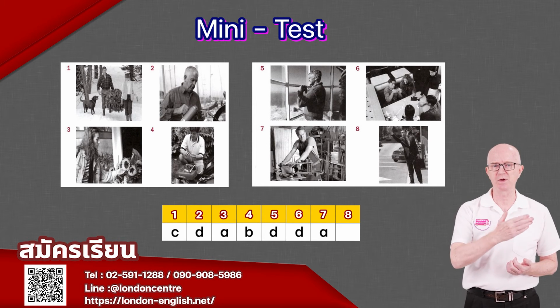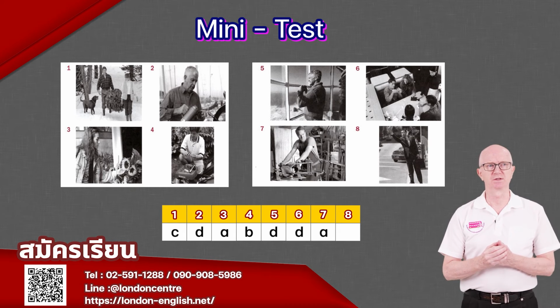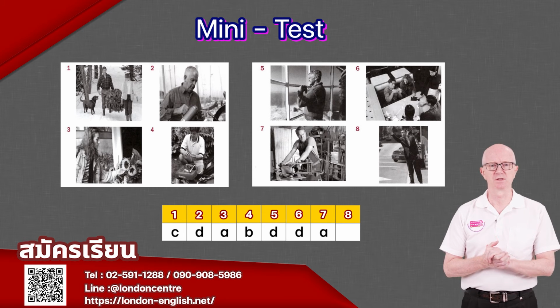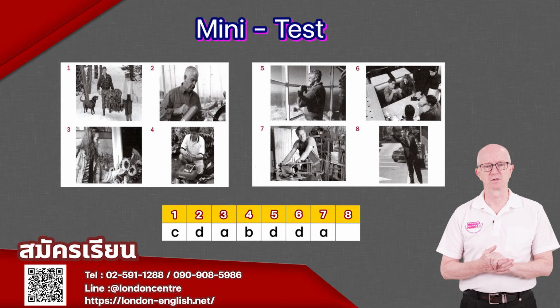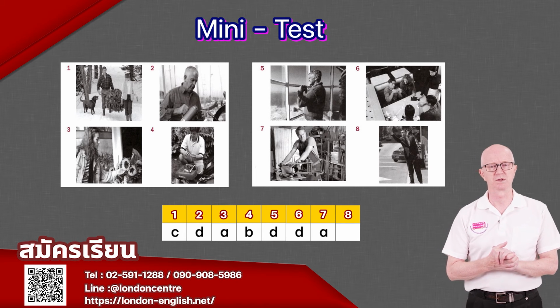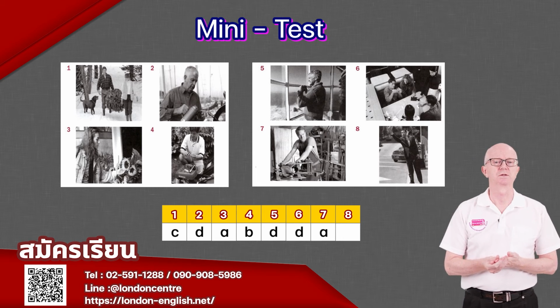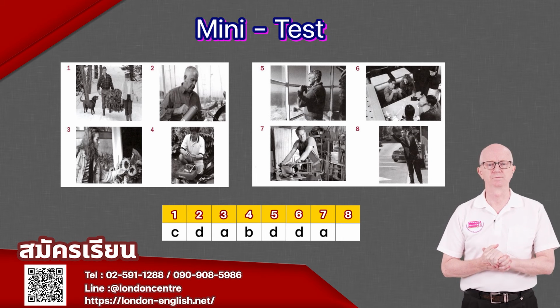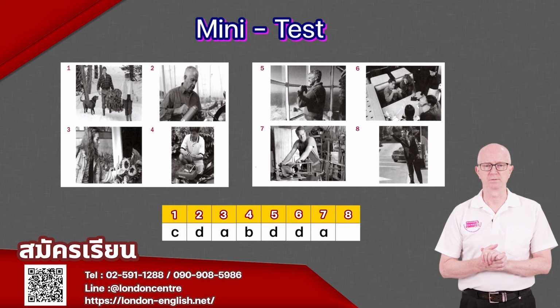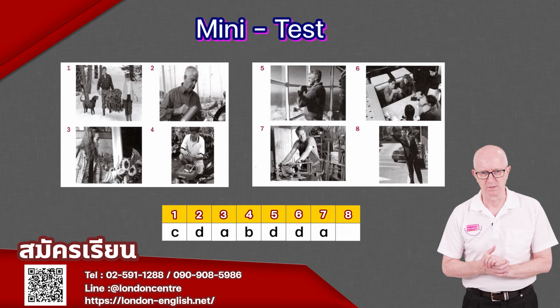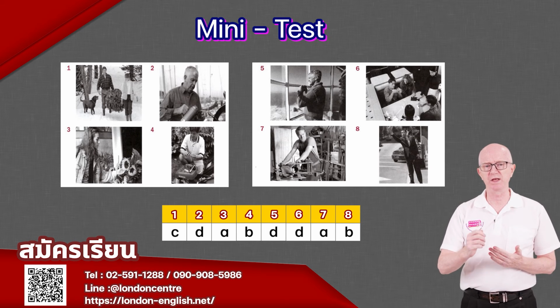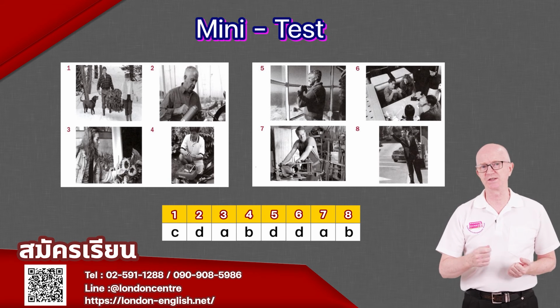Okay, final one, number 8. Look at the picture marked number 8 in your book. A, The man is waving his briefcase. B, The man is trying to get a taxi. C, The man is walking on the road. D. The man is signing his name. So for number 8, B is correct. The man is trying to get a taxi.